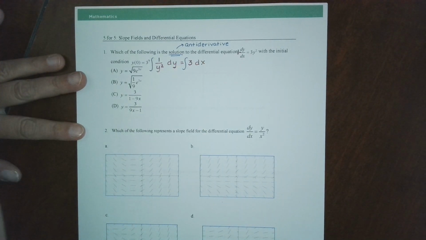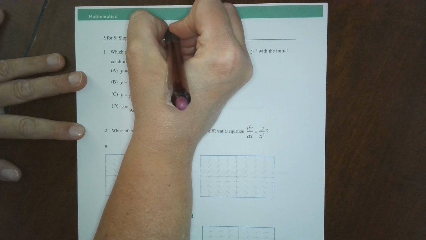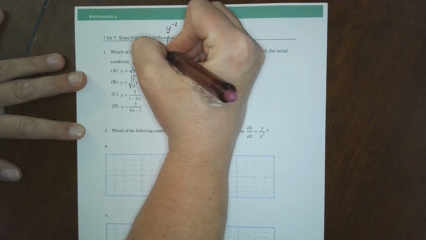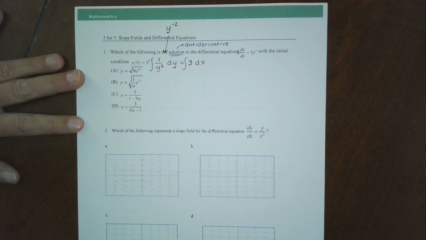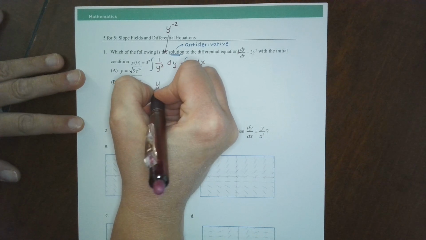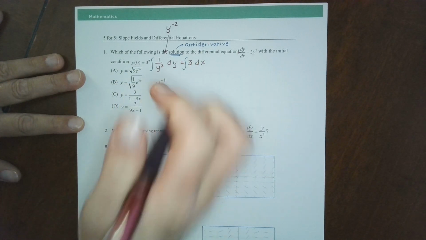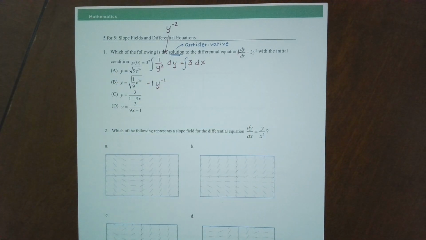Now, that 1 over y squared, I'm going to rewrite that, and I guess I'll jot it up here. But this is really y to the negative 2 power. That 1 over y squared is y to the negative 2 power. So when I do my antiderivative, I'm adding 1 to that exponent. So that would become y to the negative 1 power. And then dividing by negative 1, which is just going to put a negative 1 out front, because it's like 1 divided by negative 1. So that's my antiderivative.